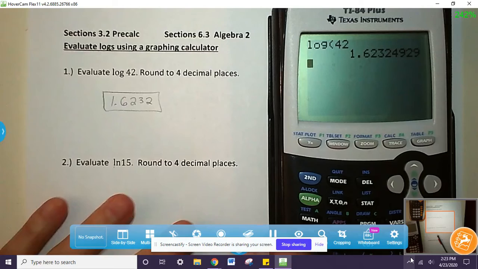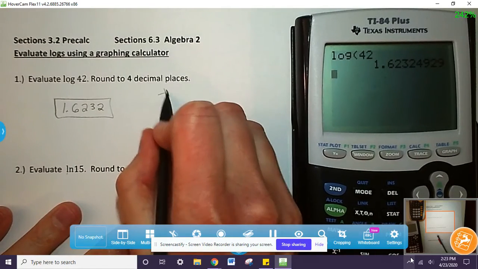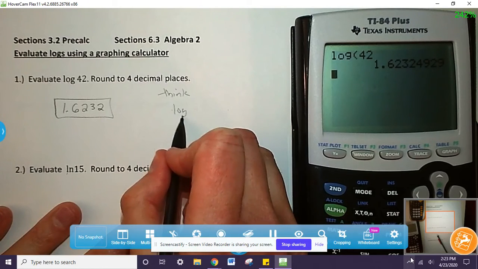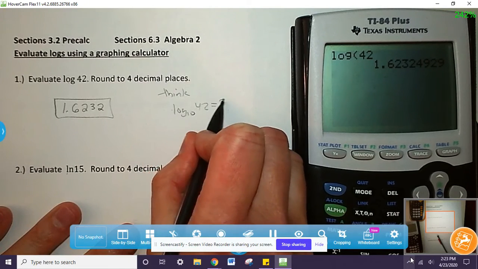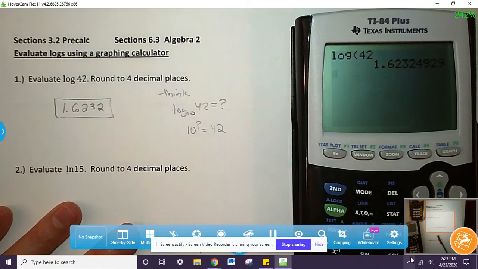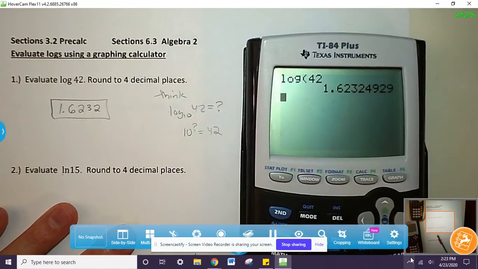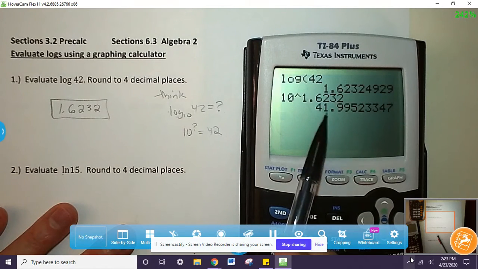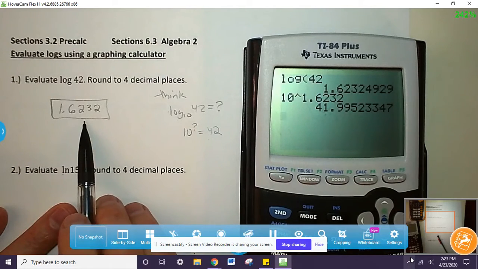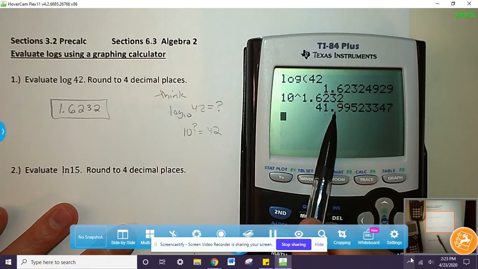Just to show you what I mean real quick, log base 10 of 42 equals what number? We're finding 10 to some power that gives you 42. If I want to check this in my calculator, I can do 10 to the 1.6232 power, and I'm going to get pretty close to 42. It's not exact because this is an approximation. We rounded to get this, but we're going to get very close to 42.